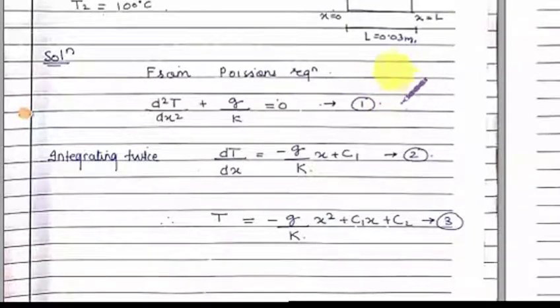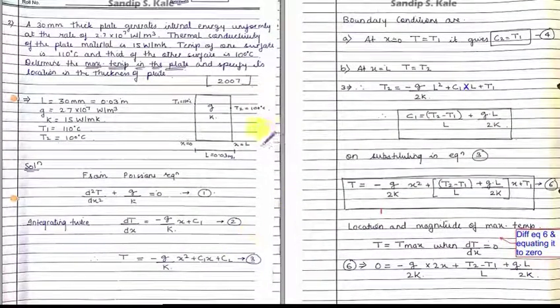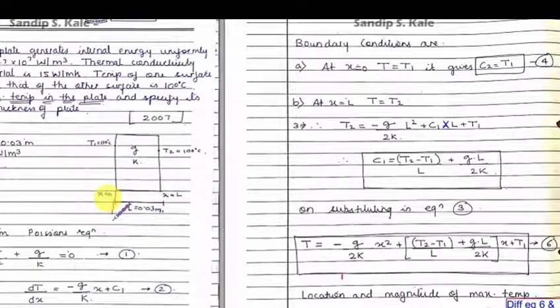Now what is the next step? You will integrate this equation. So this is the first integration and this is the second integration. We'll integrate the equation twice. These are the same steps that you are supposed to follow. Now what is our next step? We will apply the boundary conditions at two locations: one at x equal to 0 and the other at x equal to L.